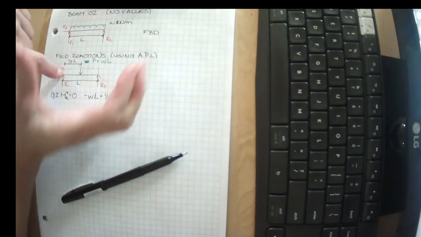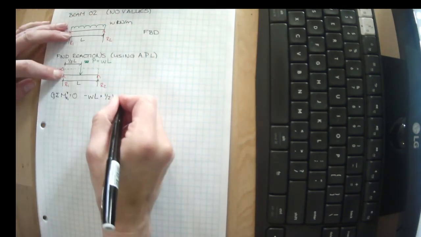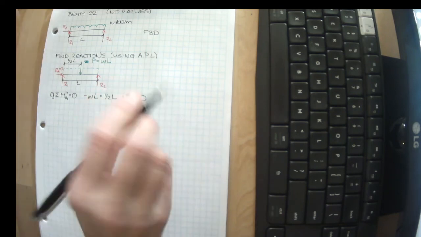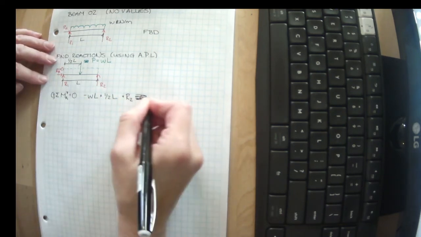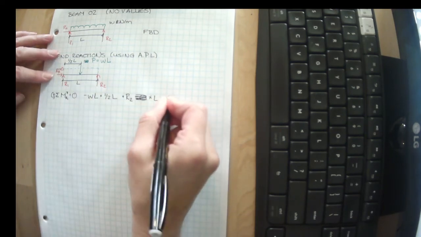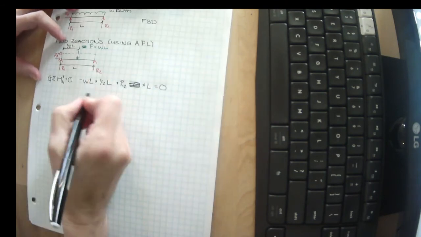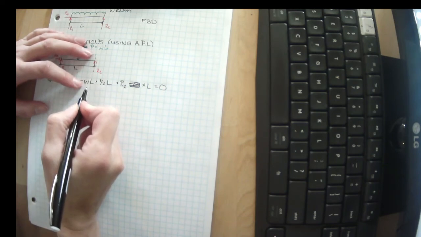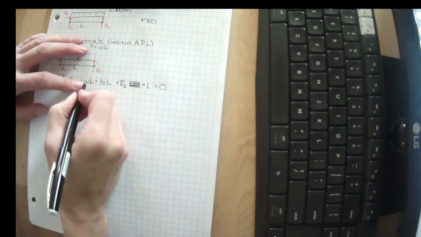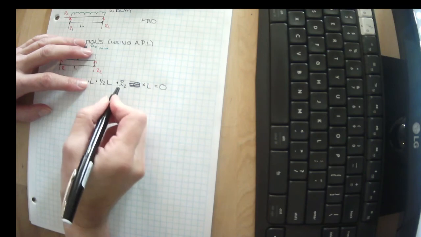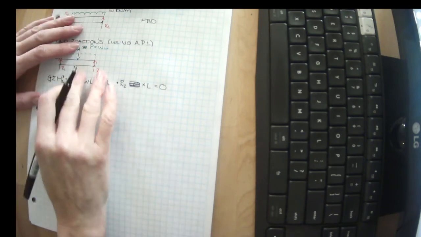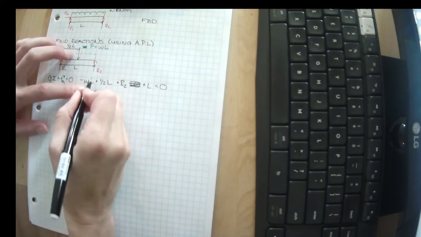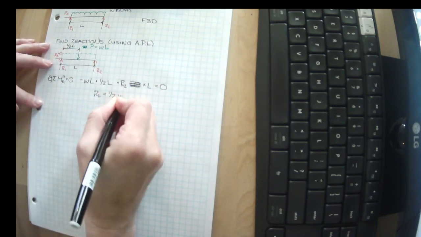And then we have R2 spinning it in that direction, curling my fingers in that direction there, or plus R2 times L equals 0. So we have minus 1/2 WL squared plus R2 times L. We bring this over, it would be positive. We've got L on both sides. We end up with R2 equals 1/2 WL.